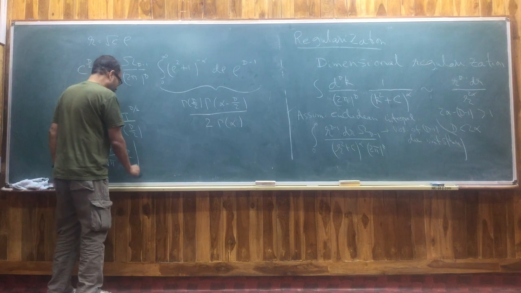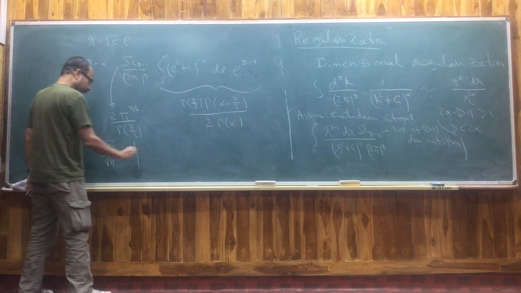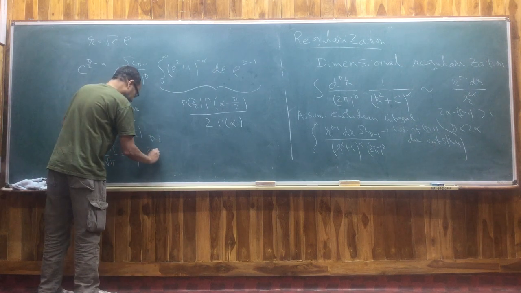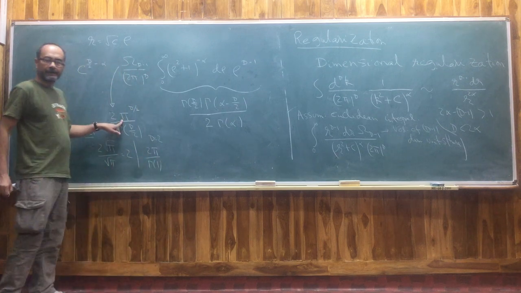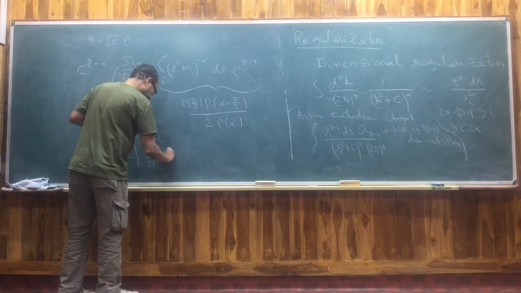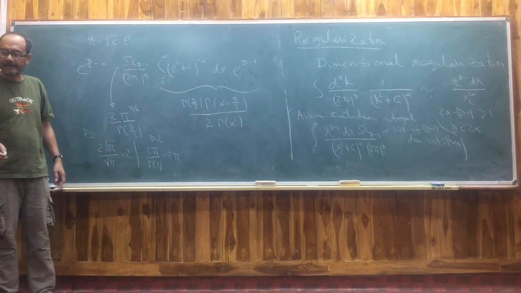So let's look at d equal to 2. So this is for d equal to 1, right? For d equal to 2, you get 2 times pi divided by gamma of 1. Gamma of 1 is how much? Gamma of 1 is 1. So this is 2 pi. This is the correct result for a one dimensional circle, right?